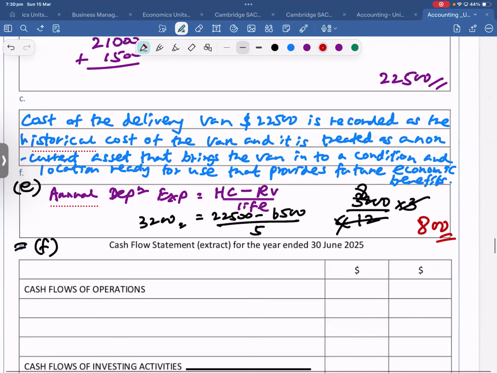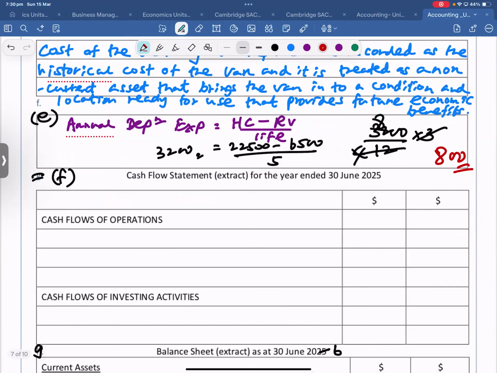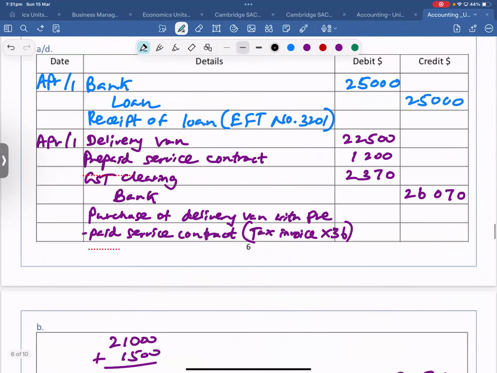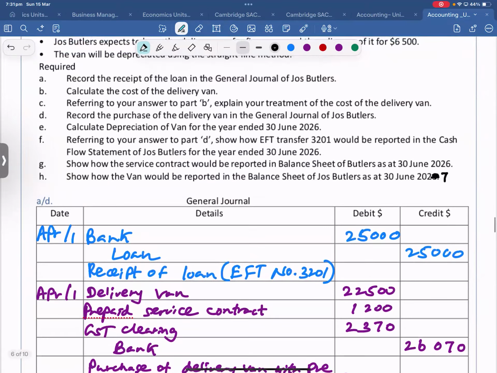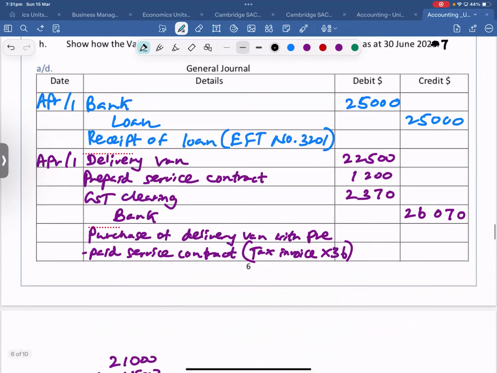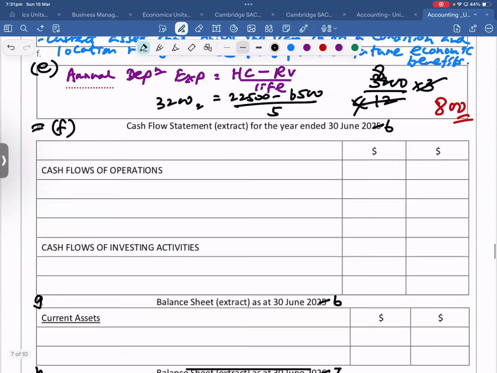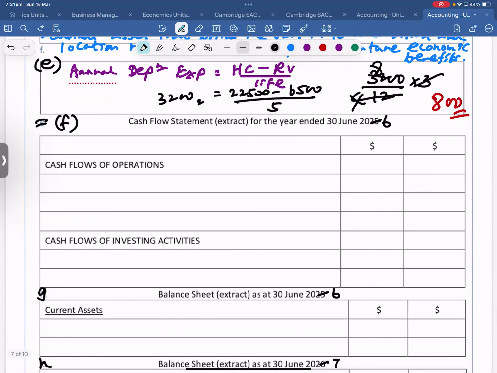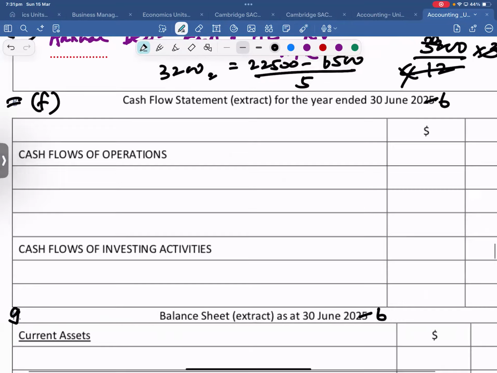Okay. Right. Next one. How do you report this one in the cash flow? Again, the date is wrong, guys. 26, okay? Not 25, 26. I crossed out 25 and replaced the 5 with 6. Sorry, everything I crossed was 25.